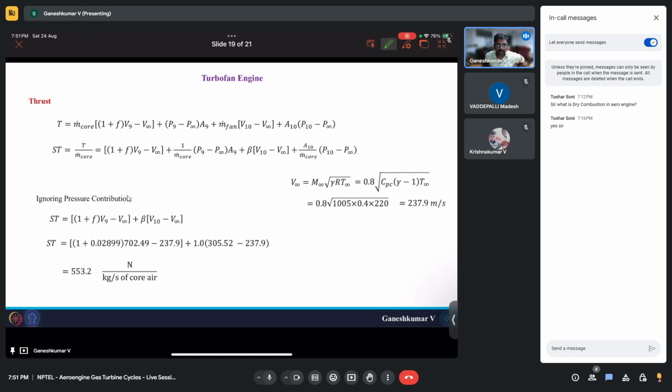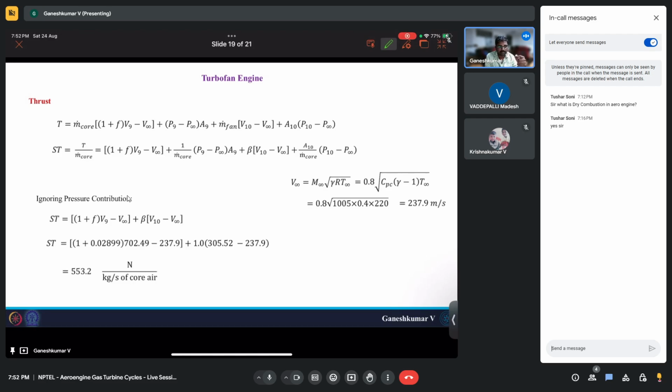The units you need to note here, it's not just randomly newtons per kg per second. It's newton per kg per second of core air, because we normalized with m dot core. So sometimes people also normalize with m dot infinity. Then you need to take that also into account. It should be T by m dot core plus m dot fan. Sorry.